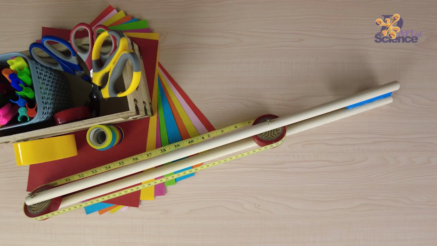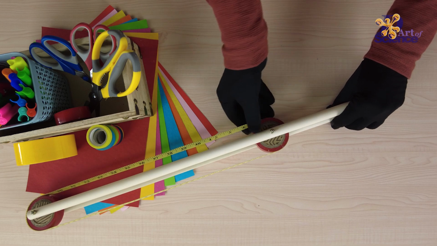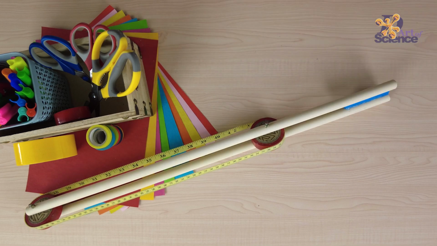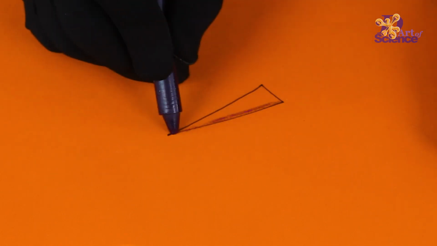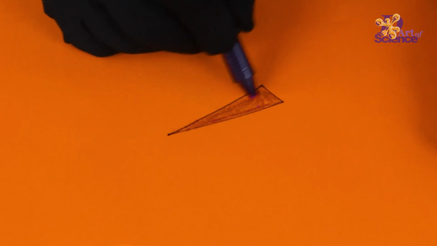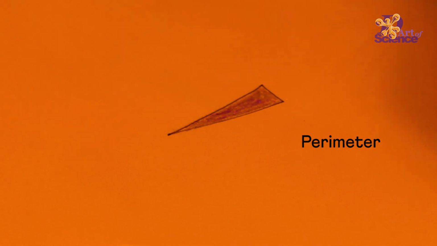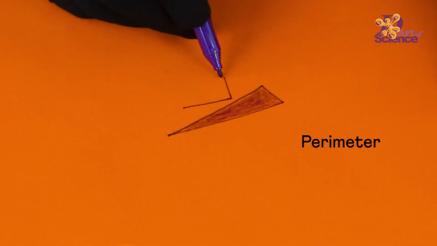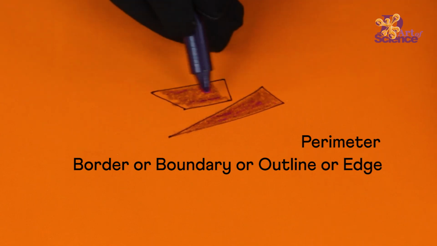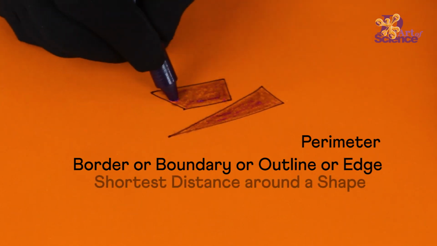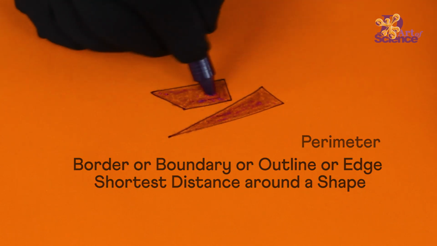This DIY will show who ran more than the other and by how much. Have you noticed that when we draw shapes, we first draw the outline of a shape and then color the inside? This outline that we draw is actually called the perimeter of a shape. Perimeter is the border or the boundary or the outline or the edge of a shape. It's not only the distance around the shape, in fact, it's the shortest possible distance around a shape.